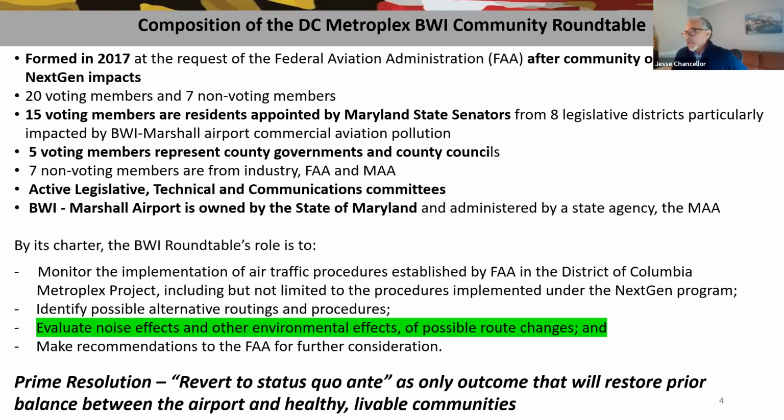All of our decisions are guided by this resolution. We've never taken it back. And in our opinion, it's the only way to restore the balance between the communities and commercial aviation interests that existed pre-NextGen in the Baltimore region. Next slide, please.